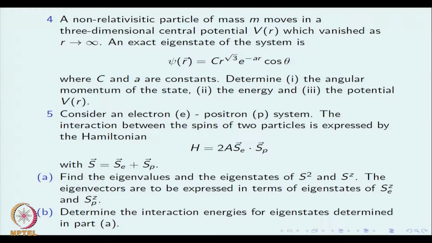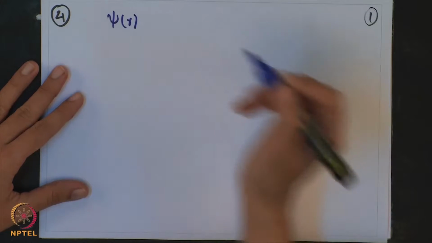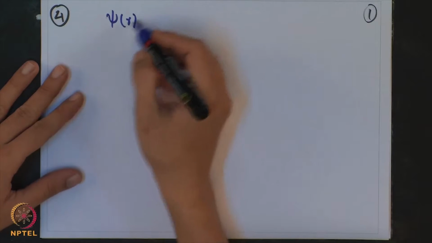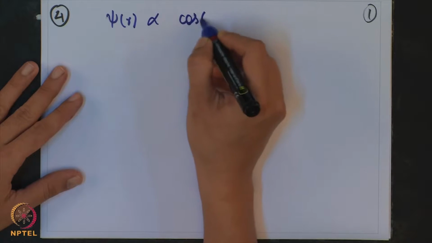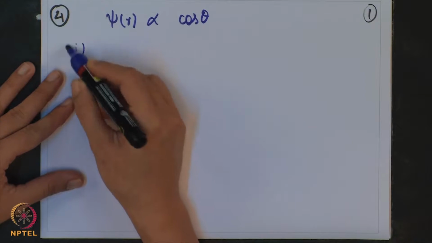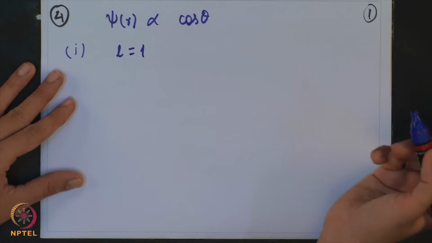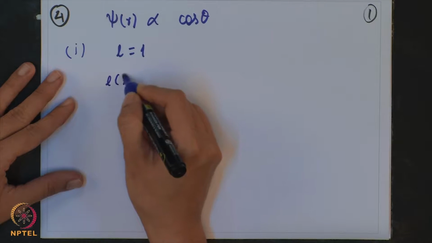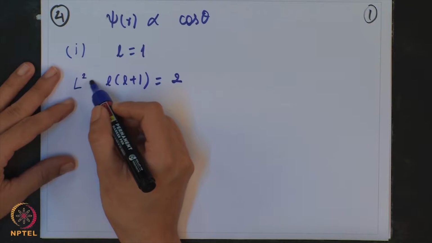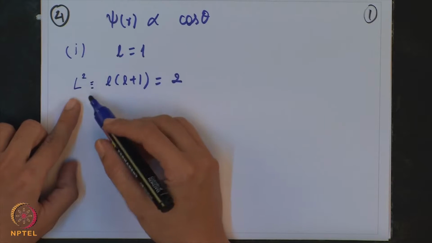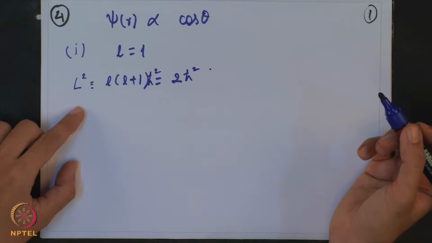Since the wave function given to you is psi of r, and this wave function is proportional to cos theta, from here you can infer that L is 1. So, L into L plus 1 will be 2. So, this is your eigenvalue, or the eigenvalue corresponding to L square will be of this form approximately.